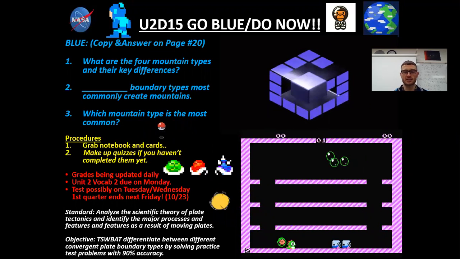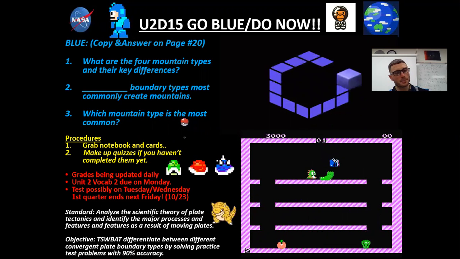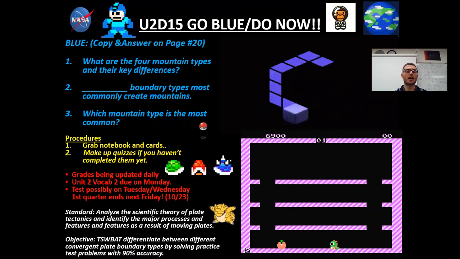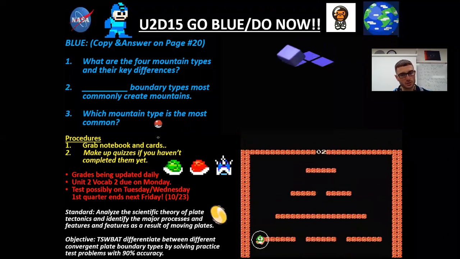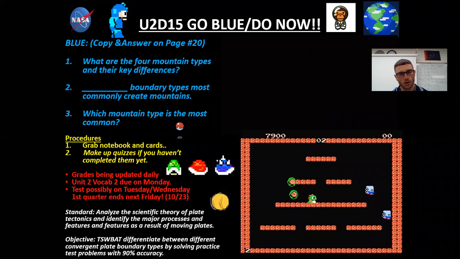Going ahead, looking at our Go Blue though next, we've got number 1, what are the 4 mountain types and their key differences? Number 2, blank boundary types most commonly create mountains. You should find that on page 15 of our notebooks. And number 3, which mountain type is the most common? Again, you are to write these questions and then answer them on your own on page 20. Please pause the video and work on those now.